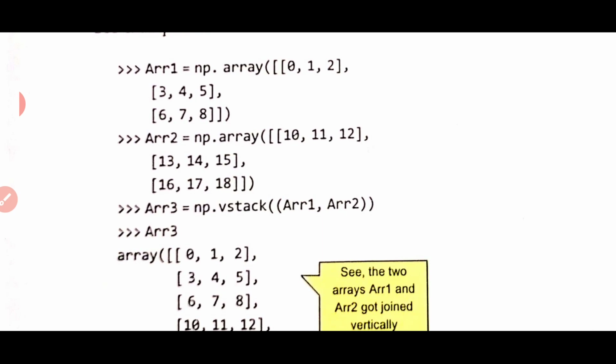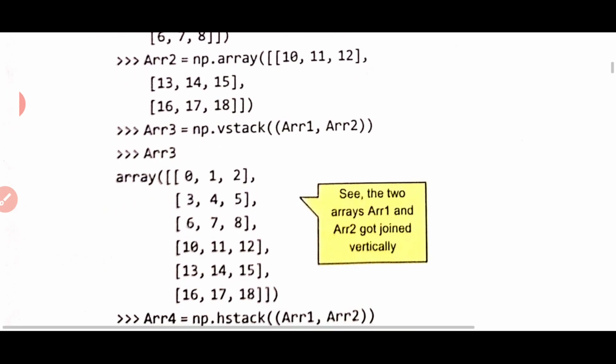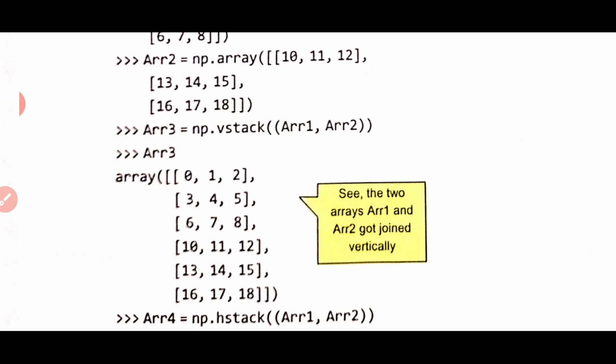Vertically it will join, which means after the elements of ARR1, all three rows of ARR2 will come. The resultant array will be 0, 1, 2, 3, 4, 5, 6, 7, 8, 10, 11, 12, 13, 14, 15, 16, 17 and 18. See, the two arrays ARR1 and ARR2 got joined vertically.